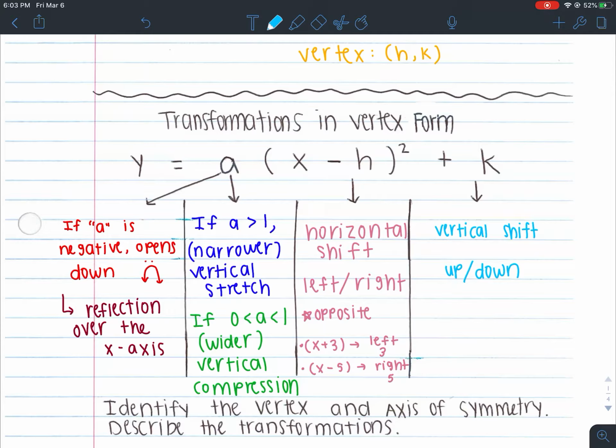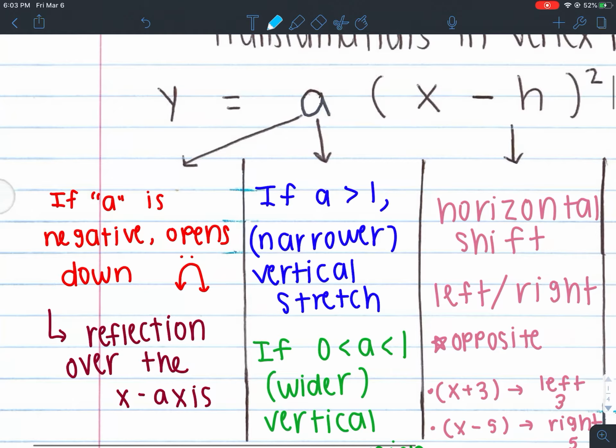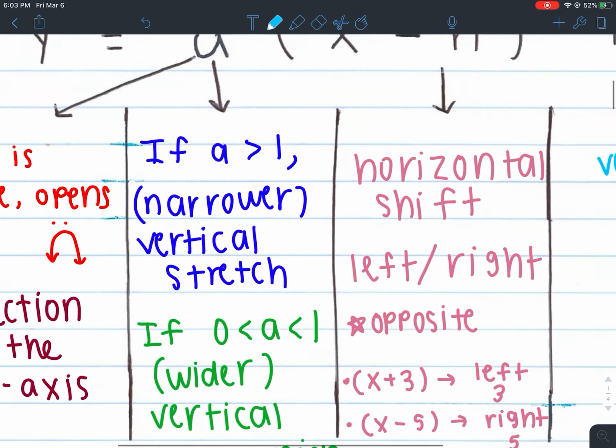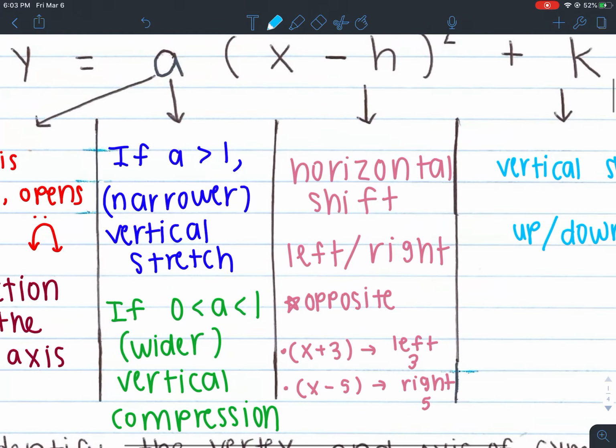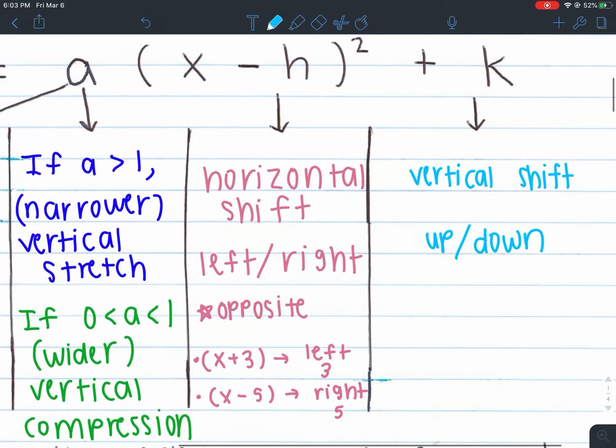It's just identifying things. Remember, your A value tells you two things, whether you have a reflection or whether you have a stretch or compression. If there is a negative sign in the front, then you know that there's a reflection over the x-axis. If there's no negative sign, then there's no reflection. If your A value is bigger than 1, it's going to become narrower, okay, also known as a vertical stretch. If your A value is between 0 and 1, so a fraction or decimal in between, it's going to be a vertical compression and get wider, okay? Negative signs do not reflect narrowness and wideness, okay? So it has nothing to do with that.